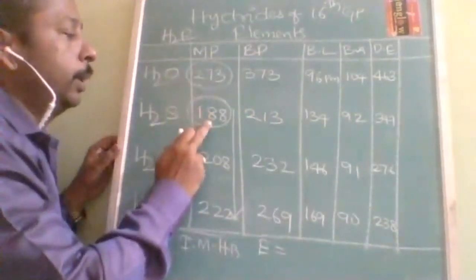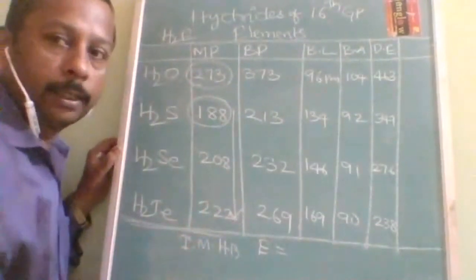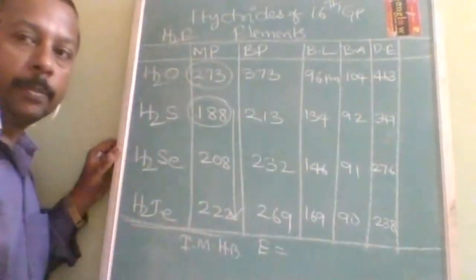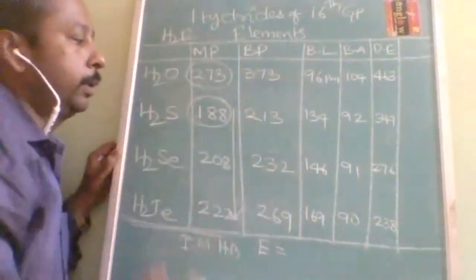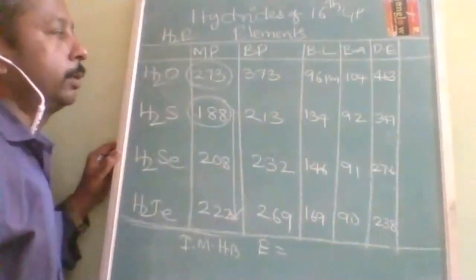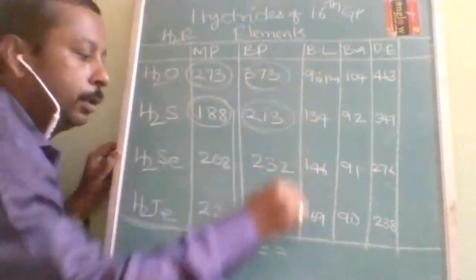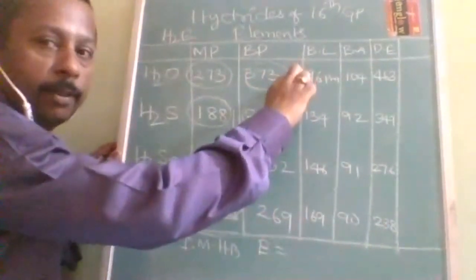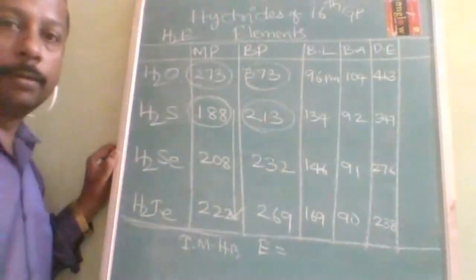Highest, lowest, variation, exception, reason. Okay. Reason behind the exception. Now I think everything is covered. And coming to the boiling point, if you understand this, there is nothing much to discuss about it. Okay. Highest is this, lowest is this, down the group increases except from here to here. The reason behind it is intermolecular hydrogen bonding.